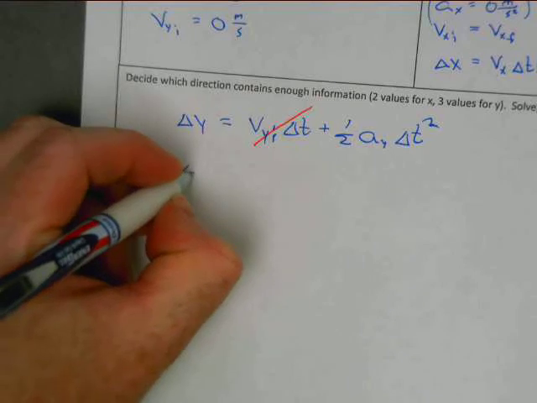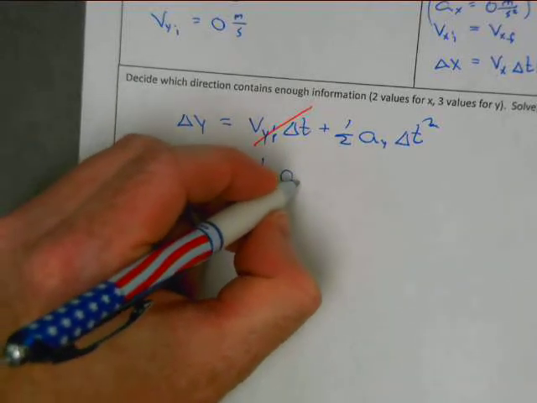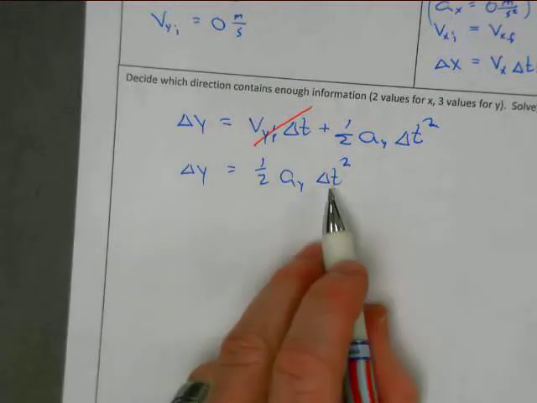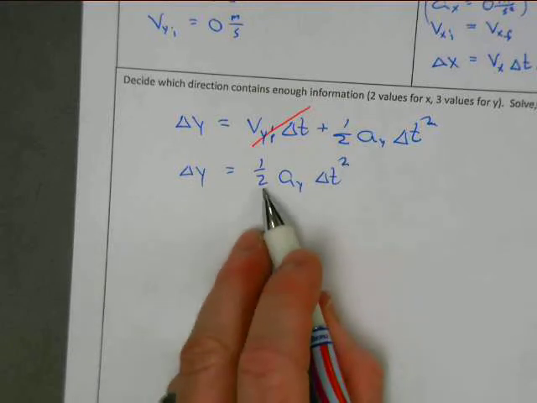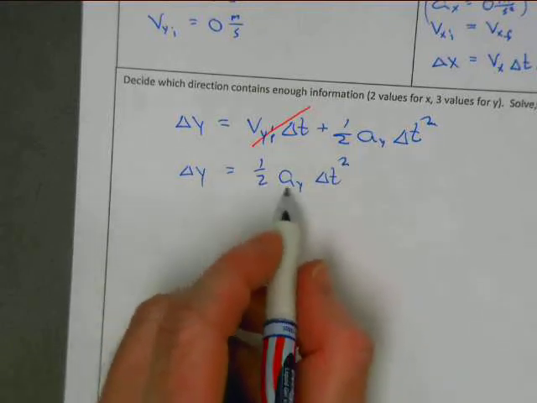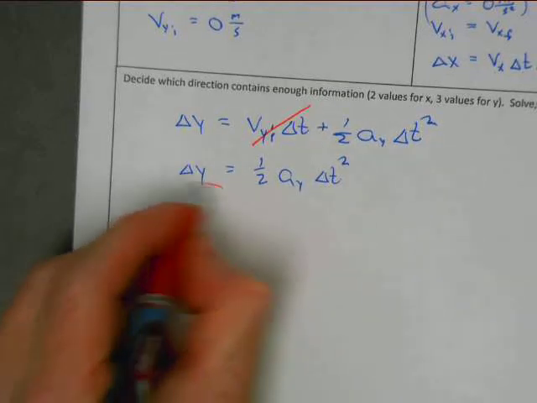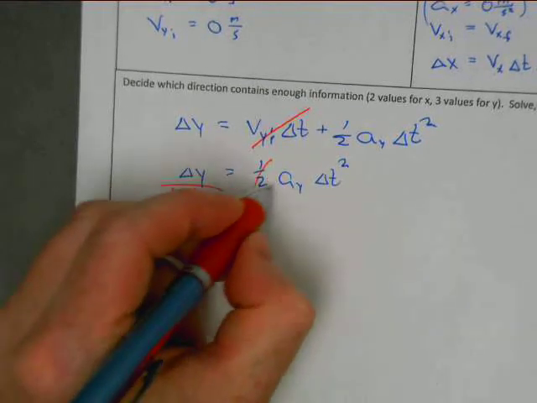And that does actually help tremendously. 1/2 acceleration in y direction, delta t squared. And I have to solve this equation for delta t. Do I undo the exponent first? No. You undo these 2 things. These are getting multiplied to delta t squared. I have to divide. Move them over to the other side, like that. And over here, cancel, cancel.